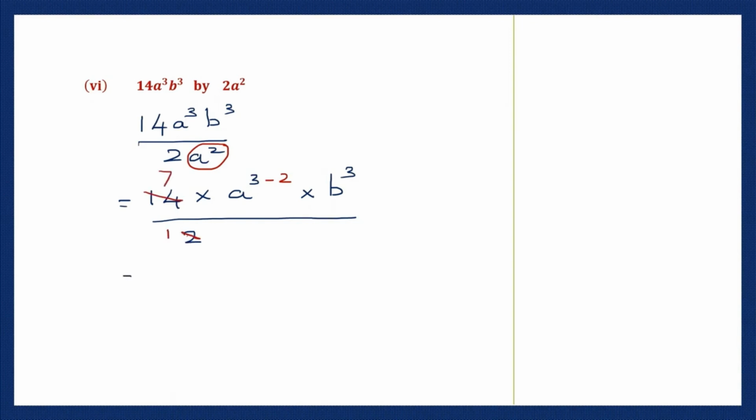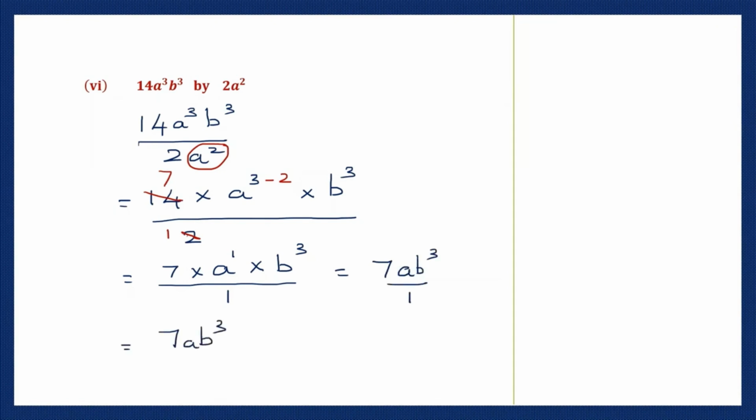So what do I have here? 7 into a to the power of 3 minus 2 is 1 into b to the power of 3, and in my denominator I have only 1. So it becomes 7ab cubed by 1, and the final answer is 7ab to the power of 3. So this is my final answer.